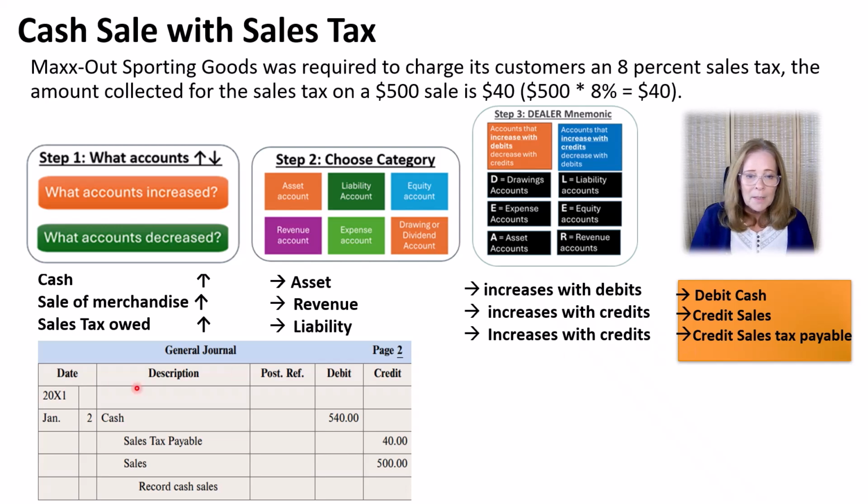To record the transaction in the general journal, we write the date into the date columns and then debit the cash account for $540. On the next line, we slightly indent and credit the sales tax payable account for $40. And on the next line, we credit the sales account for $500.